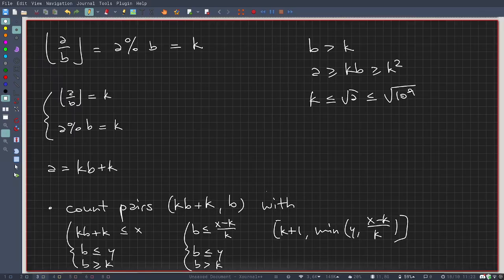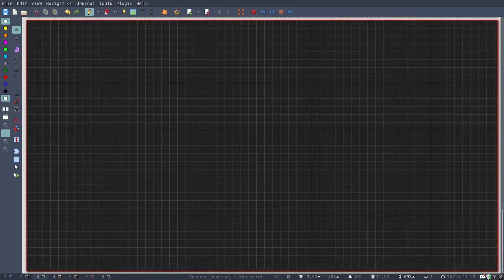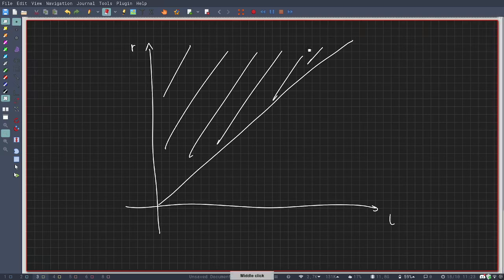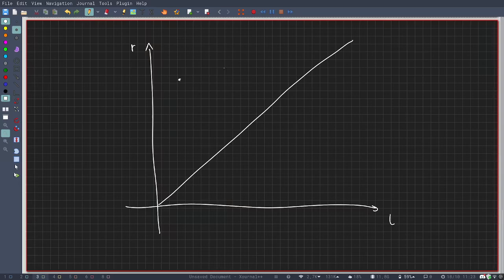Okay, let's do an example. Let's just plot all the queries. We have L and R. We expect L to be smaller than R, so the queries are here. But that's not so important. And here are a lot of queries. What one would normally do is answering this, then answering this, etc.